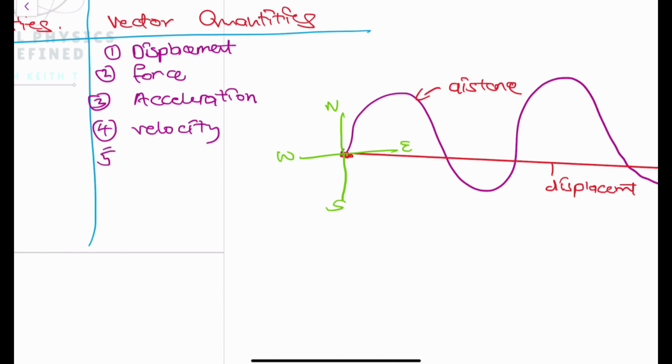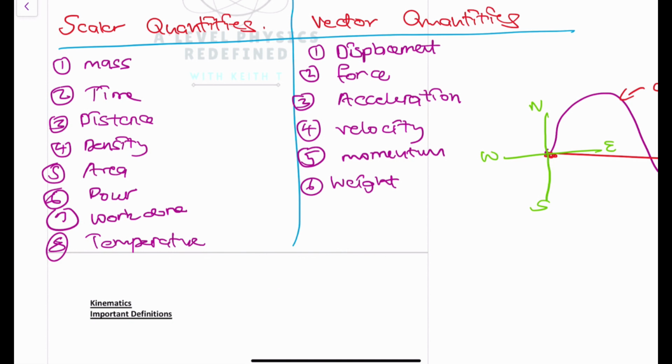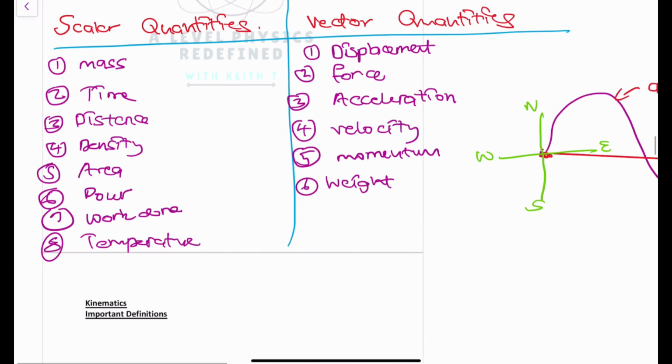Or it could be momentum, mass times velocity. Momentum has a direction because it can be resolved. What else do we have? We have weight. Again, weight is also a vector because it has a specific direction, because weight can be resolved. So basically, that's what you should be thinking about when you talk of scalar quantities and vector quantities. Does this have direction? If it has direction, it's basically going to be a vector quantity.